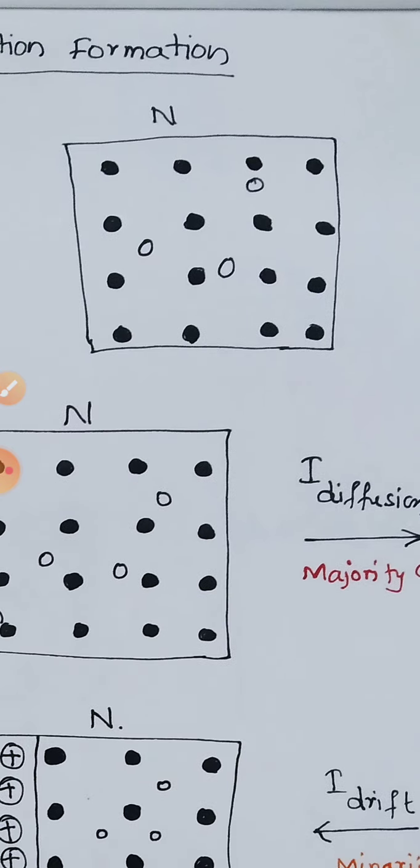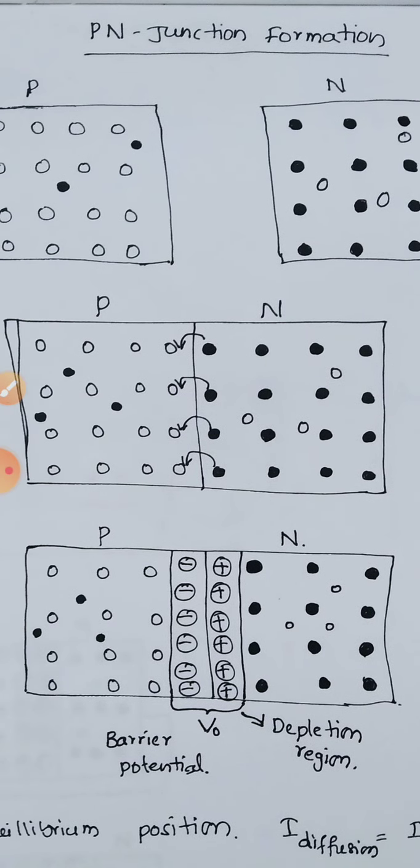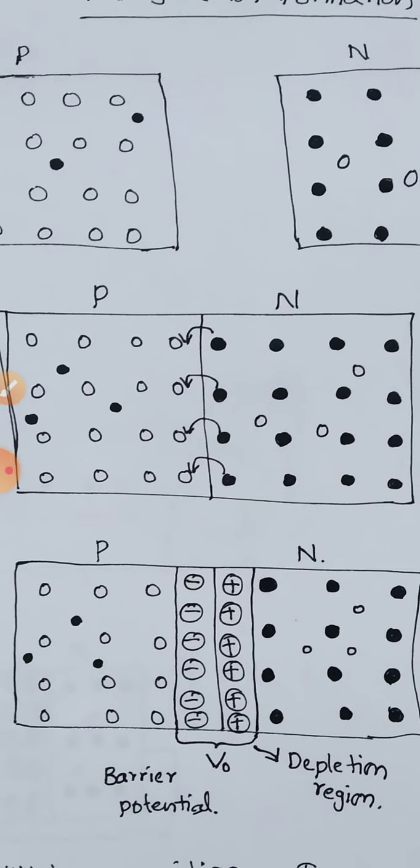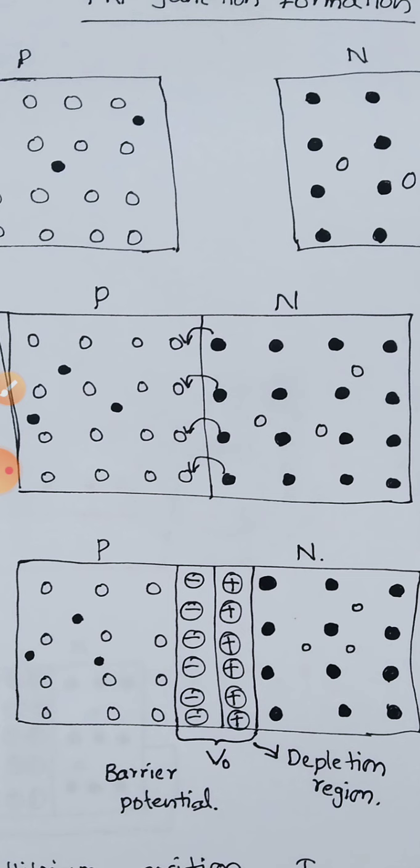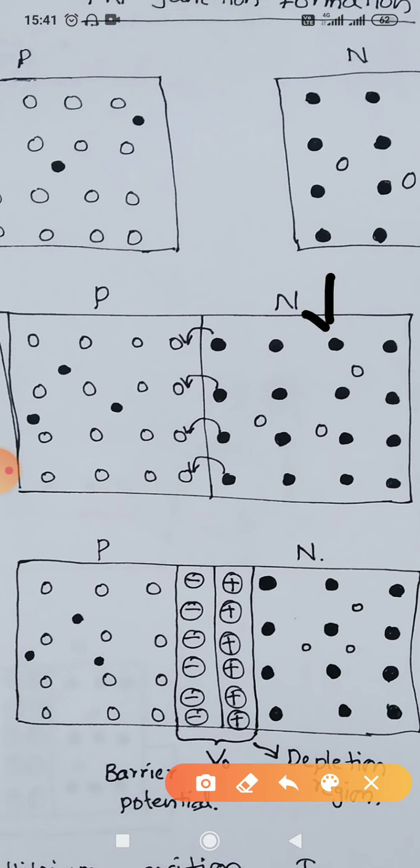Now, when we join a p-type and n-type semiconductor, what happens? Usually in manufacturing, they take a pure intrinsic semiconductor as a substrate, and on one side they induce trivalent impurities, and on the other side they induce pentavalent impurities, so that one side becomes the p-type semiconductor and the other becomes n-type semiconductor. Now, when these two are side by side, what happens?